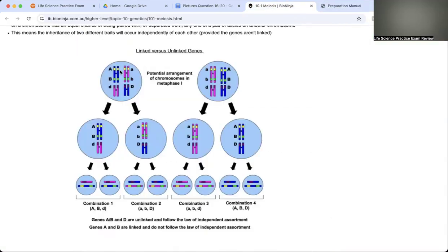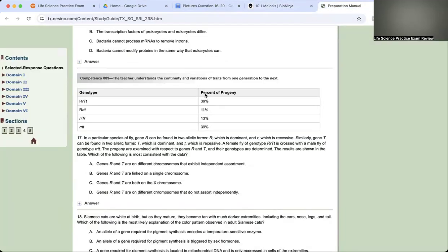So if we go back here, A and D being on different chromosomes, chromosome 1 and 2 are never going to be more likely to go together than chromosome 1 and 4 or 1 and 5. It's always random. So if they're on different chromosomes, they're always going to assort independently. So that means we can eliminate answer choice D. Right off the bat, D is gone.